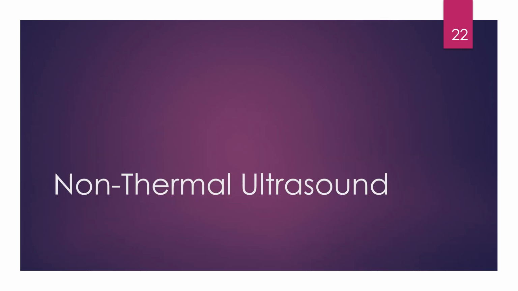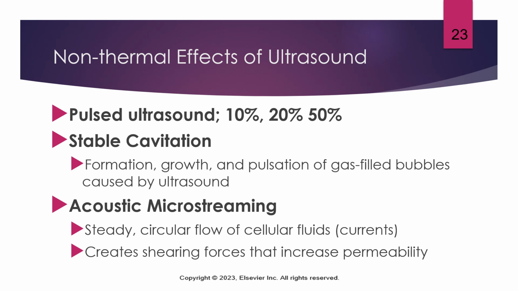All right, so now let's move on to the non-thermal effects of ultrasound. When we're looking at the parameters for ultrasound, for thermal ultrasound we're going to use a duty cycle of 100%. Whenever we're trying to initiate these non-thermal effects, we're going to set that duty cycle at 10%, 20%, 50%. Those are the typical ranges that you would use. Basically this just means that ultrasound delivers energy intermittently. We have on-off cycles, and that helps to limit any kind of heat production in the area.